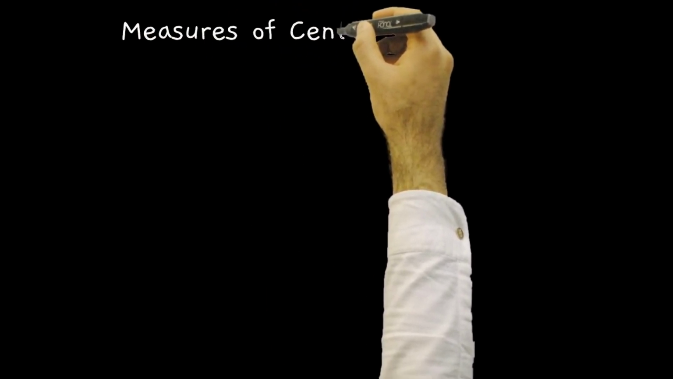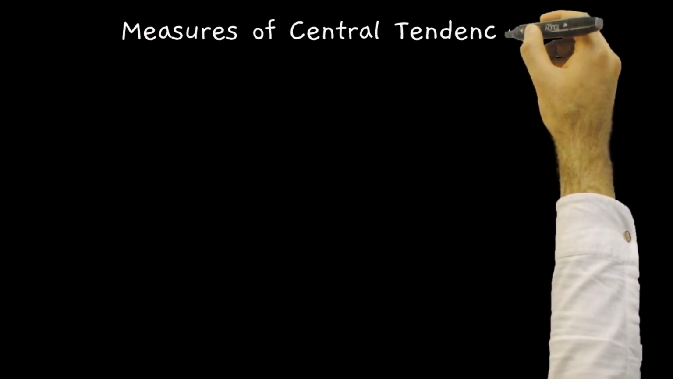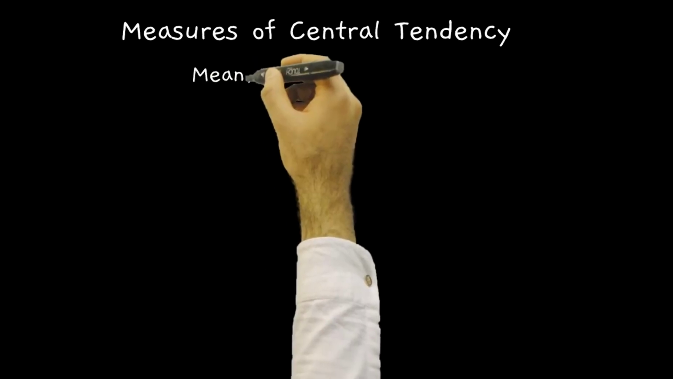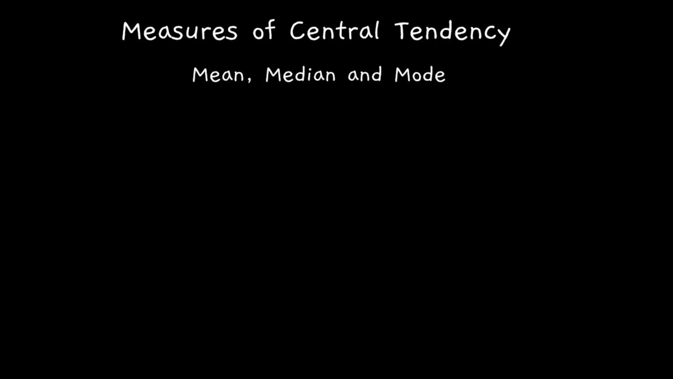In statistics, measures of central tendency is a central or typical value which attempts to describe a set of data. They are also called summary statistics. The most common measures of central tendency are mean, median, and the mode. Now let's understand their notations and formulas.